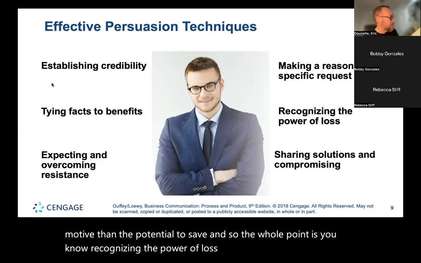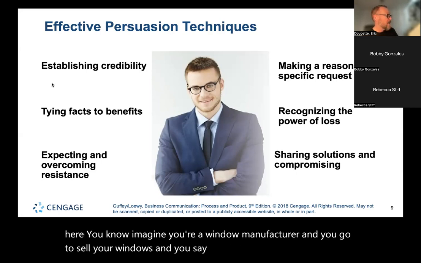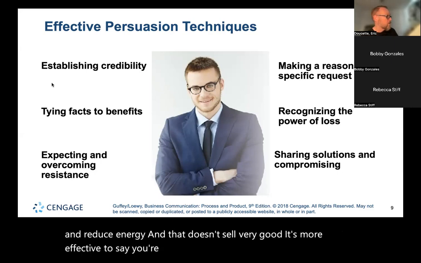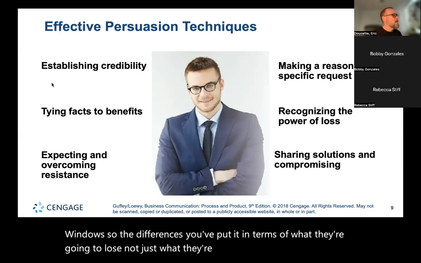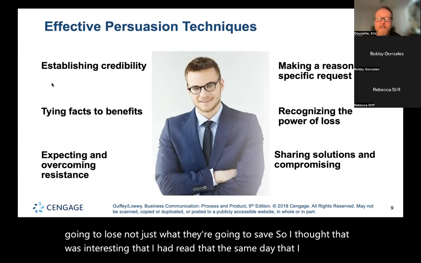And they gave the example here, imagine you're a window manufacturer and you go to sell your windows and you say, you're going to save $2 a day and reduce energy. That doesn't sell very good. It's more effective to say you're losing $720 a year with your old single pane windows. So the difference is you've put it in terms of what they're going to lose, not just what they're going to save. So I thought that was interesting that I had read that the same day that I was talking about it. So I thought I'd share that with you.